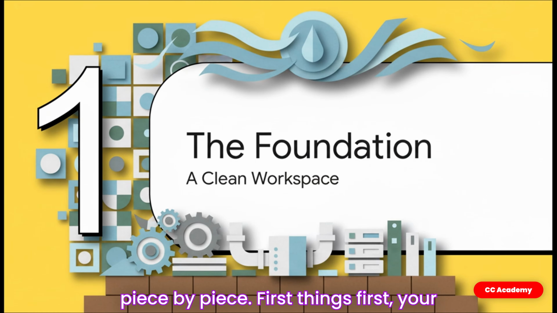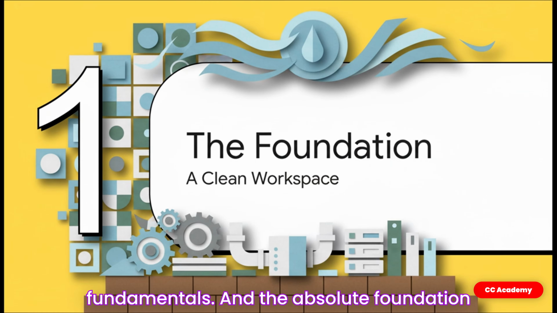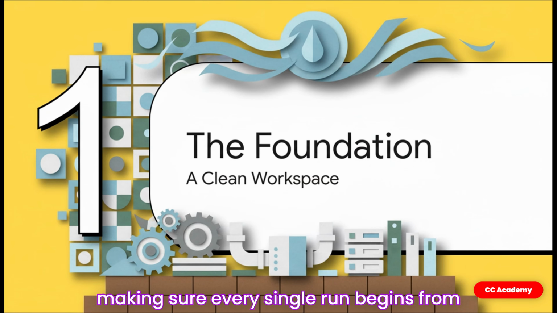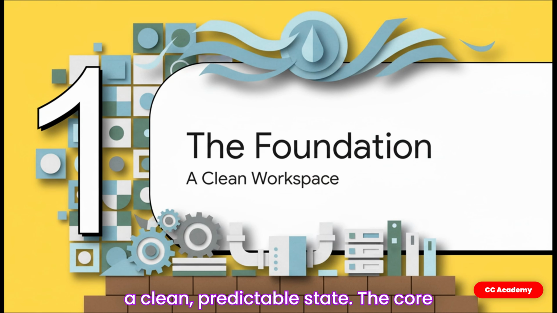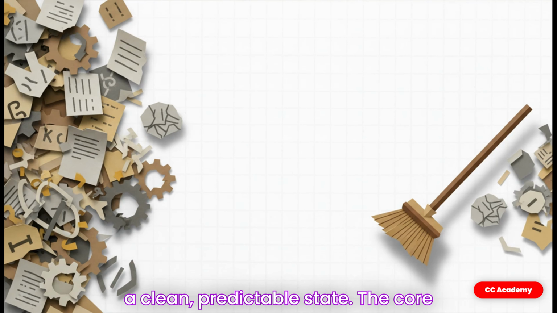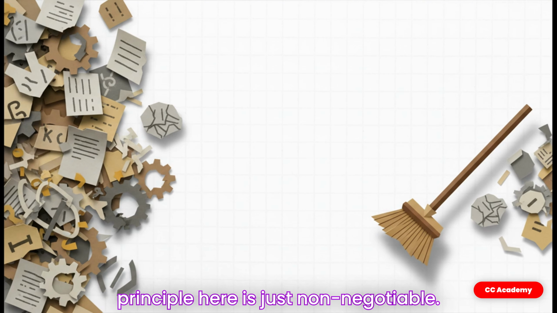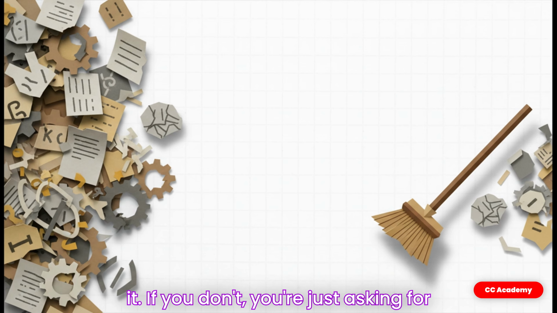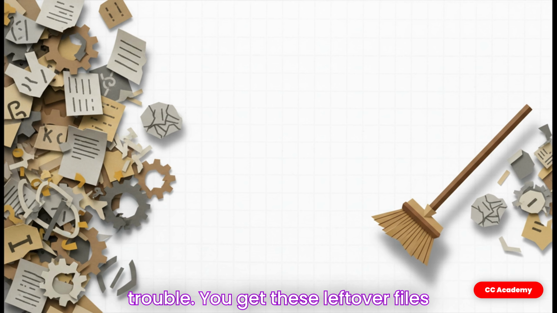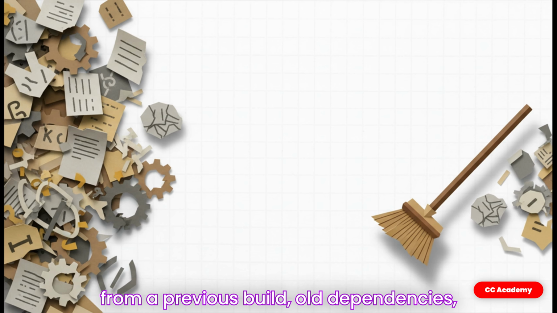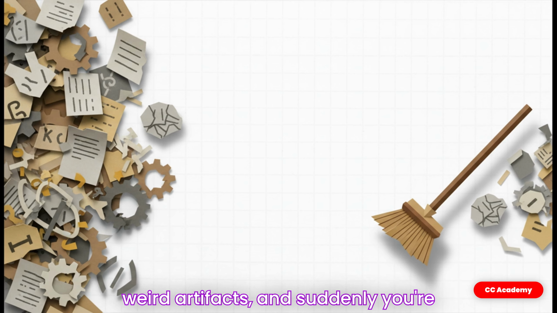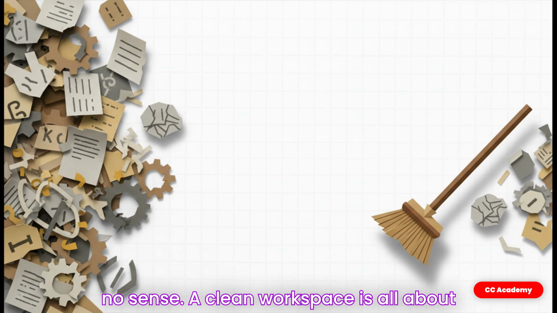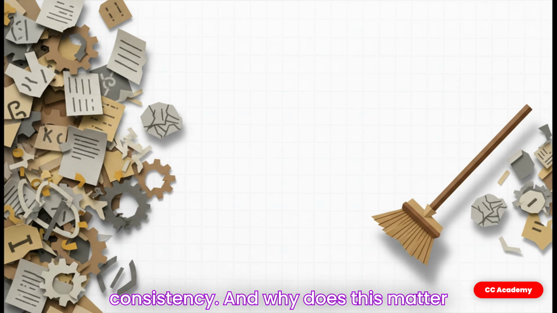First things first, your answer has to start with the fundamentals. And the absolute foundation of any rock-solid CI/CD strategy is making sure every single run begins from a clean, predictable state. The core principle here is just non-negotiable. You have to start with a clean slate every single time. I mean, think about it. If you don't, you're just asking for trouble. You get these leftover files from a previous build, old dependencies, weird artifacts, and suddenly you're debugging failures that make absolutely no sense. A clean workspace is all about consistency.